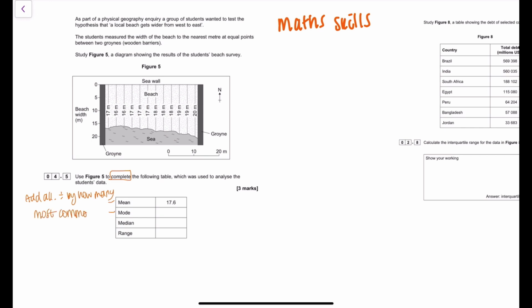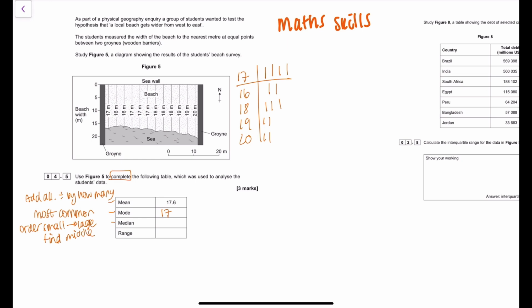The mode is simply the most common, and a way I like to do this is creating a table. So here 17 occurs once, then I've got 16 twice, but then I've got more 17, so I add to them, add to the 18, 19 and 20, and I can see that 17 appears 4 times and therefore is the most common. Median, I order from smallest to largest and I find the middle number.